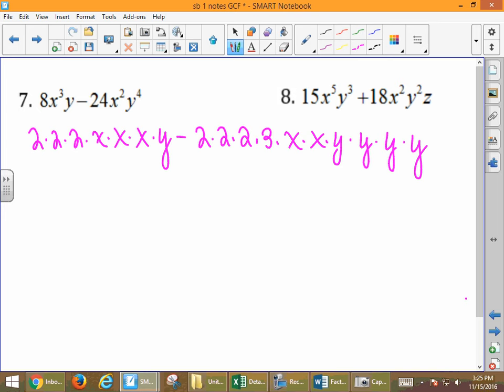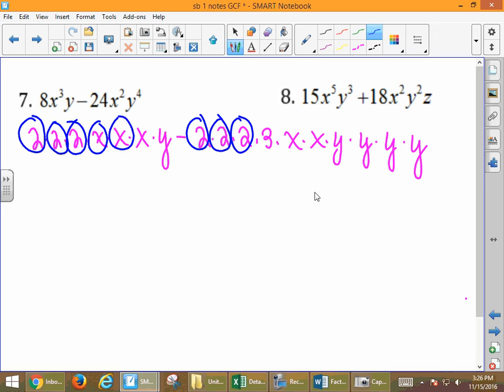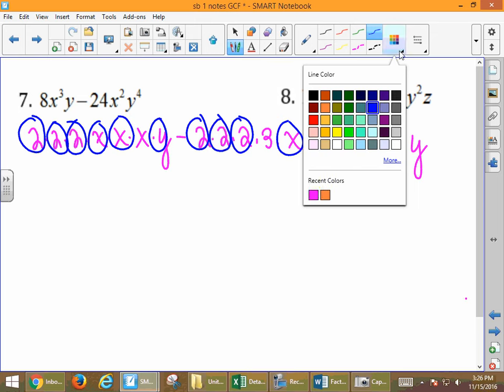But what do we have in common with all of them? Well, there's a 2 here in both of them. There's another 2 that's in both of them. There's another 2 that's in both of them. We have an x, 2 x's actually, that are in common. And we have 1 more.